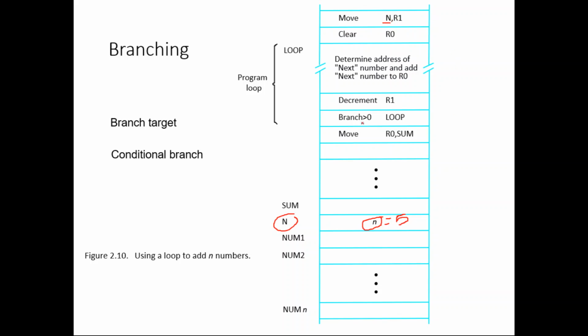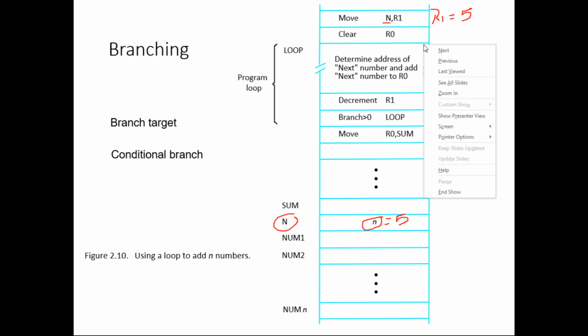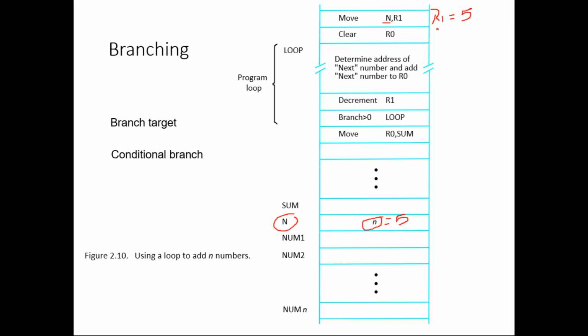Whatever n is, that is now stored in R1. So R1 now contains, in our case, 5. Then the final result should be stored in R0. So we are clearing R0 initially. R0 is made 0 because we want to make sure that no garbage value is stored in R0, so we are clearing it to 0.